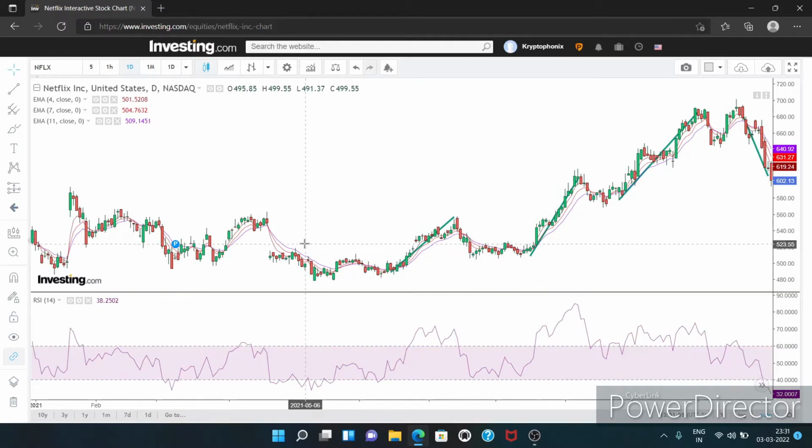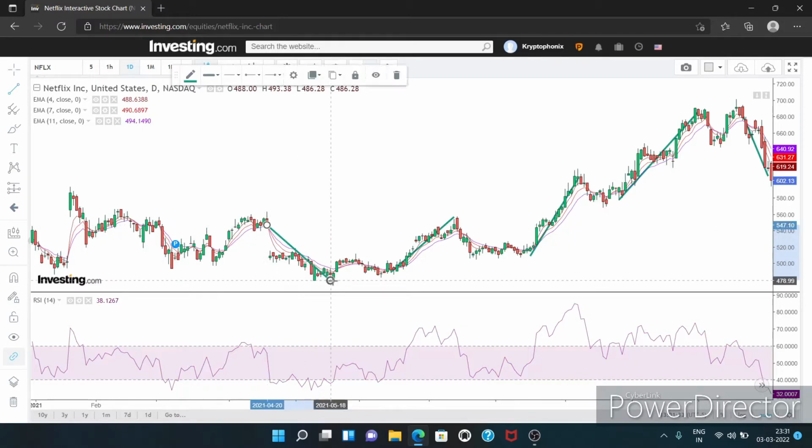Okay, let's look over here. What we can see is a crossover where the 11 EMA crossed the 7 and the 7 EMA crossed the 4 EMA in such a way that a sell signal is generated. Also, the RSI band is within the 60 and 40 levels. Signal to sell, result was a downfall.